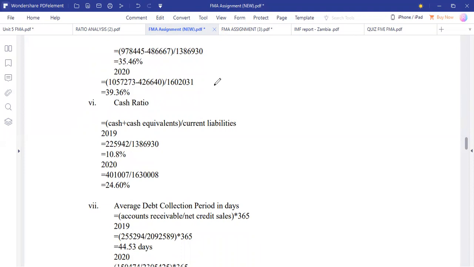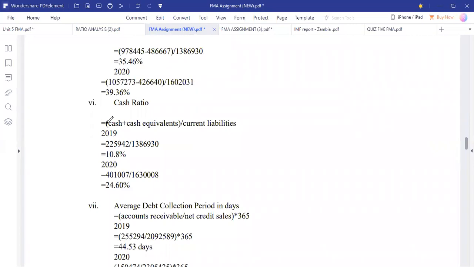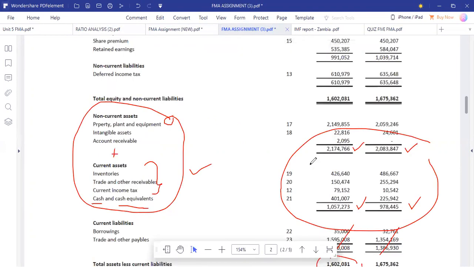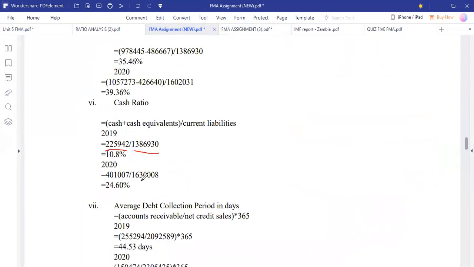So in 2019, what was our cash equivalent? We had 225,942 over the current liabilities. Now, what are current liabilities? These are short-term debt obligations that we have. When we go to our current liabilities, our total current liabilities are here. The totals are given here, 1386, 1630. So we divide there.